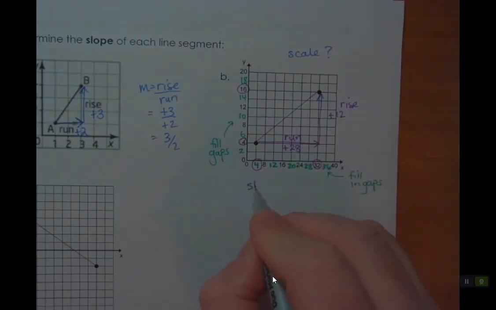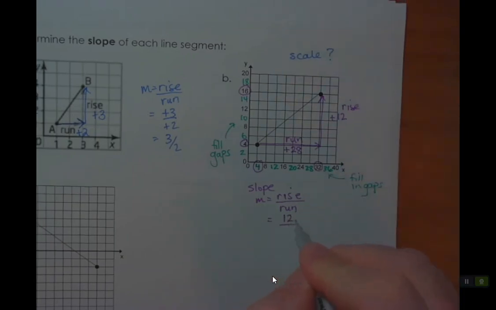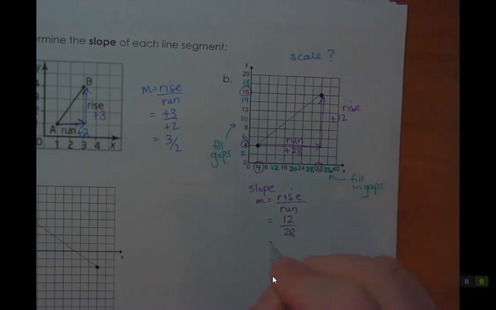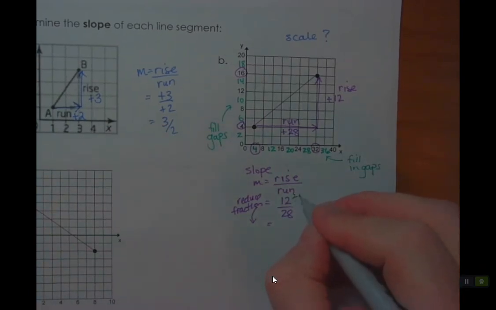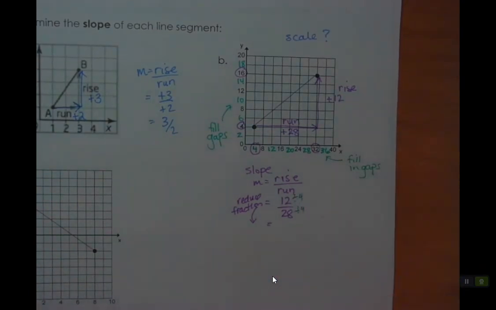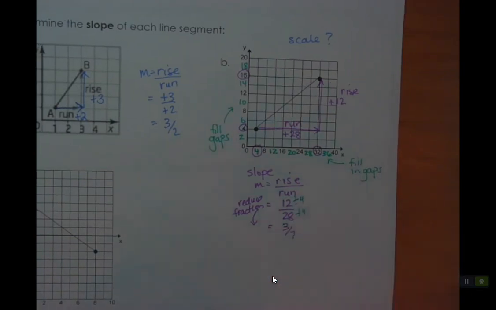All right, so my slope, rise over run. My rise is 12 over 28. You might want to try to reduce the fraction. Try to leave it as fractions as best you can. If I'm looking at that, I can probably divide each of these by 4. So that would be 3 over 7.